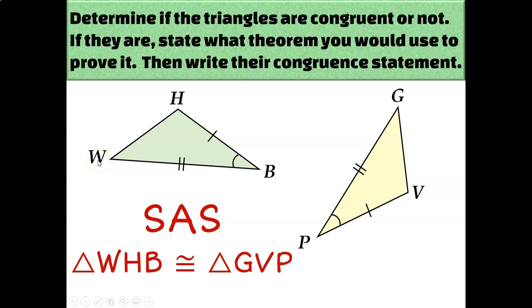W is the angle that is across from the single marked side, H is the angle that's across from the double marked side, and B is the angle that's marked with one congruence mark. So I have to go in the same order when I name the yellow triangle. So I went single, double, single. So across from the single mark is G, across from the double mark is V, and the single angle mark is P. So I have to call it GVP.